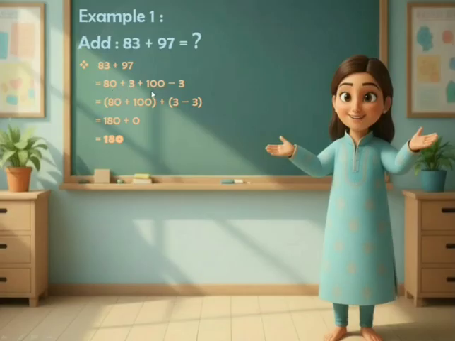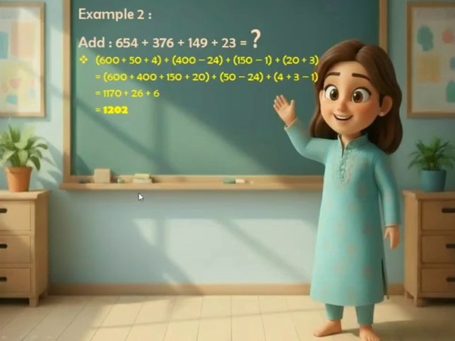So we are going to add 80 and 100 together and 3 plus minus 3 together. So when we add these numbers, we get 80 plus 100, 180 and 3 plus minus 3, 0. So 180 plus 0 becomes 180. So you see, the calculation becomes easier and faster. Now consider our next example.